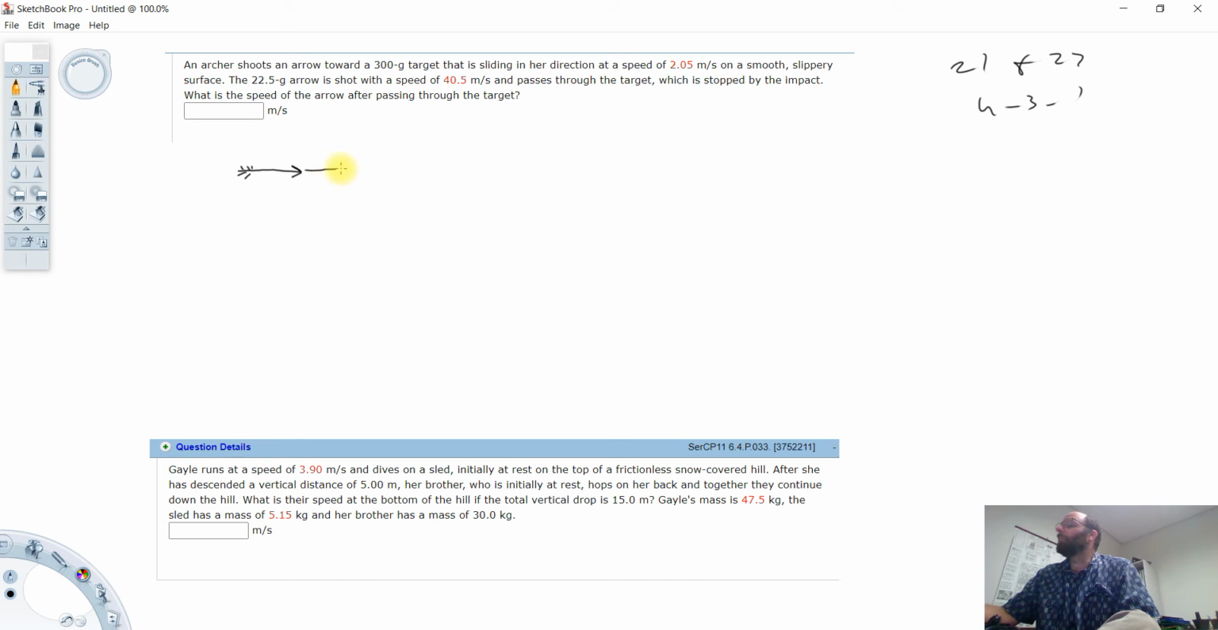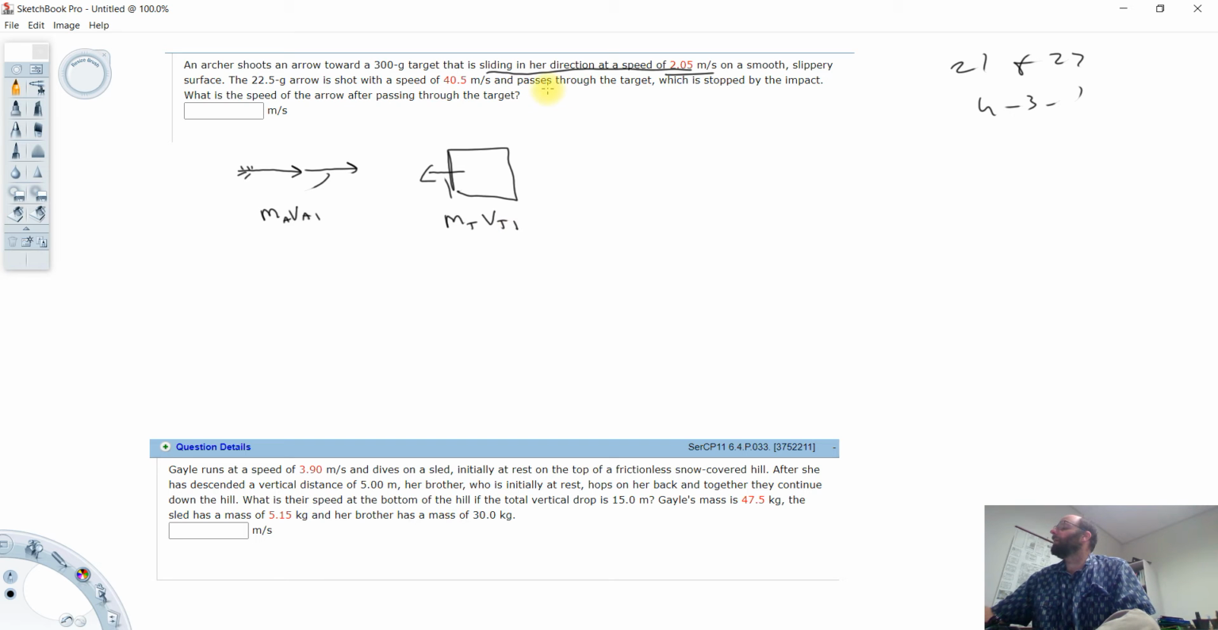Right, it's moving along. It has a momentum equal to mass of arrow, velocity arrow. This is going to be the first picture. Now, the target is over here somewhere, and it is also moving. I believe it's moving towards the arrow. Right? It's sliding in her direction at a certain speed. So it's got a momentum equal to mass of the target, velocity target. Again, this is still picture one because it's kind of like an instant in time.